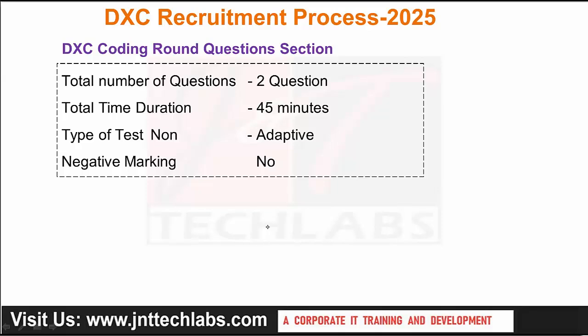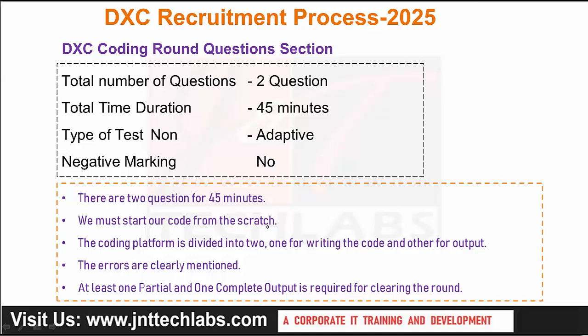Either you need to complete the two questions, or at least one question must be with a perfect score, and a half question like that. So here there are two questions for 45 minutes. We must not start our coding from scratch. Scratch means some code will be given. From that we need to modernize, edit, and add some new code to make it correct. And the coding platform is divided into two parts.